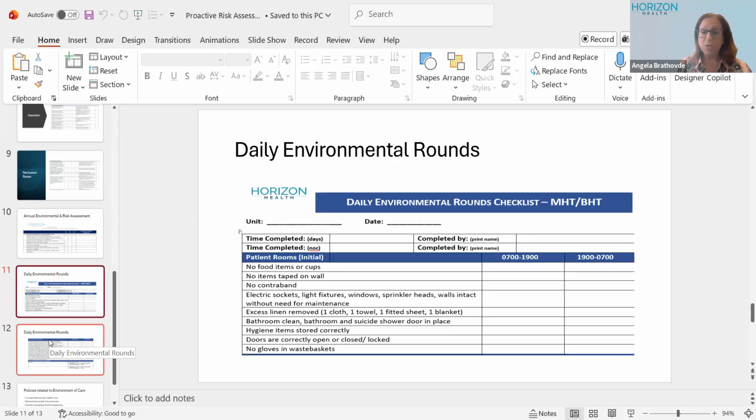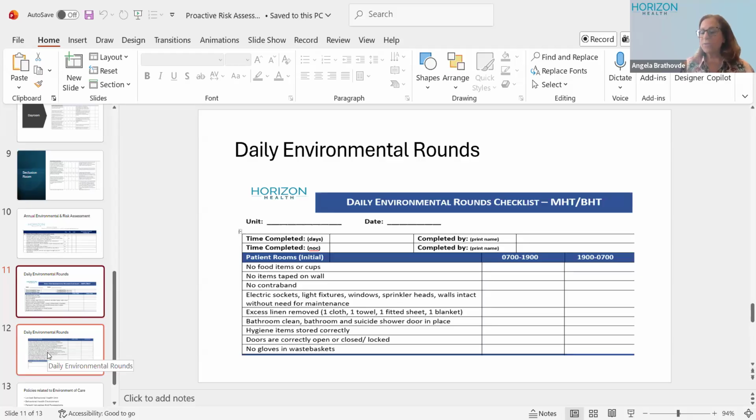No gloves in waste baskets. Patients can swallow those, and then surgery is necessary. So we shouldn't put things that staff might be using, like when you do a glucometer check. Make sure you take that glove out with you when you take the glucometer out with you if you're in a patient's room. None of those things should be in the patient's rooms or in their garbage can.